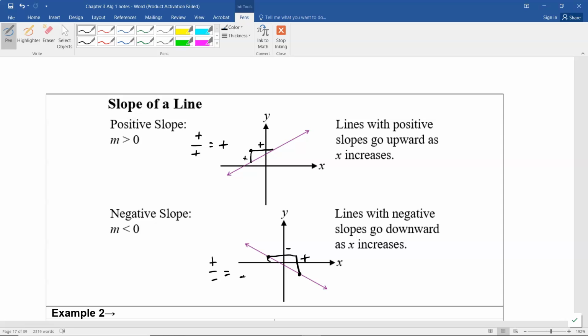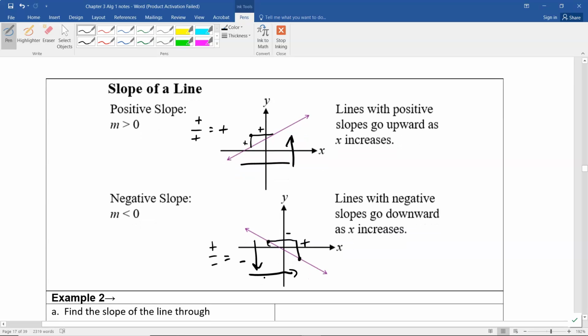And you can simply remember this by looking at each line and reading it from left to right. As you read it from left to right, is your y increasing or is it decreasing? Notice that when you go left to right here, your y is increasing. Whereas with the negative slope, when you go left to right, your y is actually decreasing. So those are two ways that you can remember this. But let's move on.